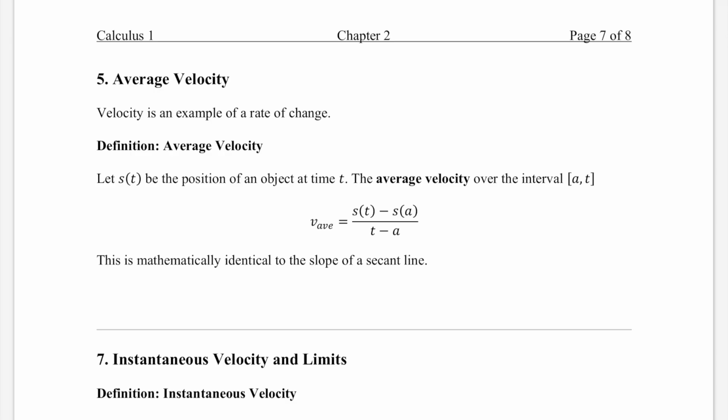If you drive 100 miles in 2 hours, your average velocity is 50 miles per hour. That doesn't mean you are driving 50 miles per hour the entire time. It's just the average over that interval. This is exactly what a secant slope measures.